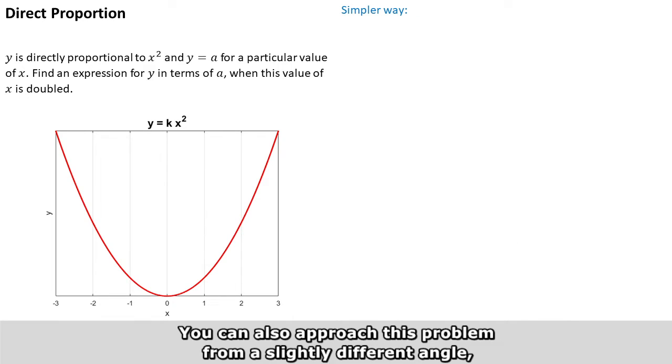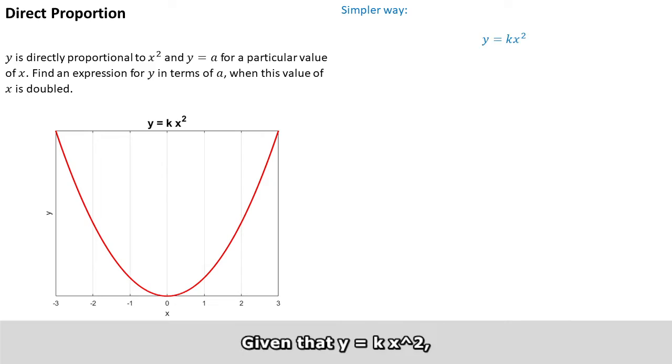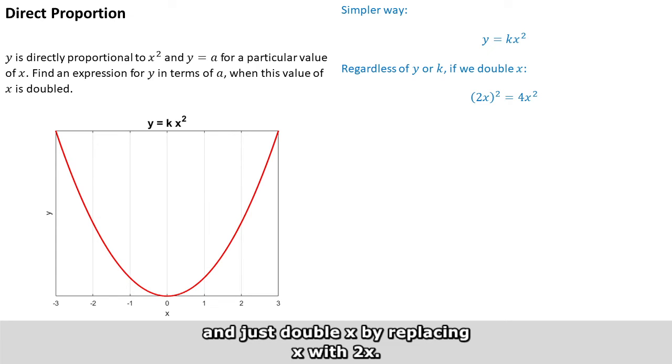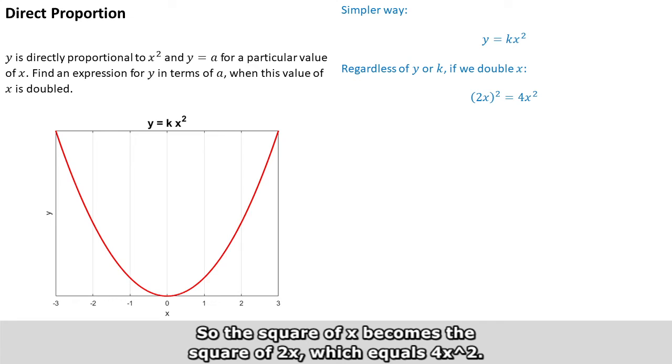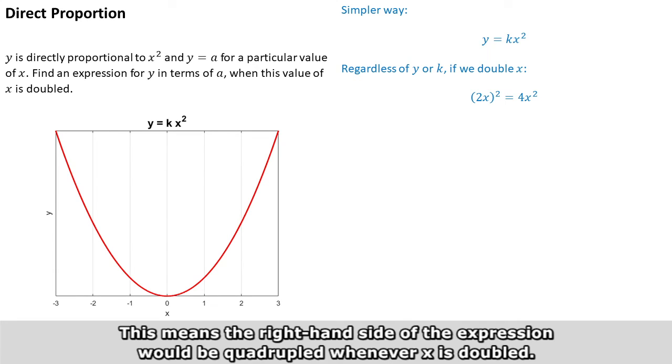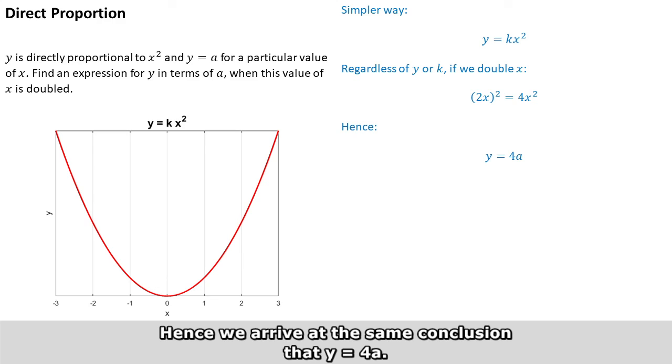You can also approach this problem from a slightly different angle, which might be even easier. So given that y equals kx squared, we can disregard y and k for now, and just double x by replacing x with 2x. So the square of x becomes the square of 2x, which equals 4x squared. So this means that the right-hand side of the expression will be quadrupled whenever x is doubled. Hence we arrive at the same conclusion that y equals 4a.